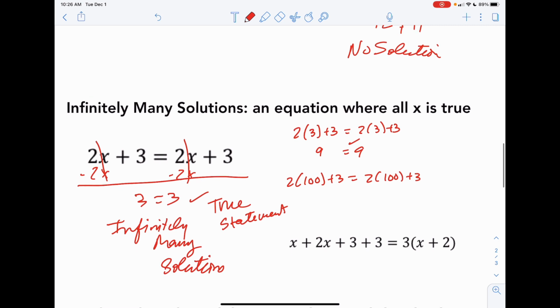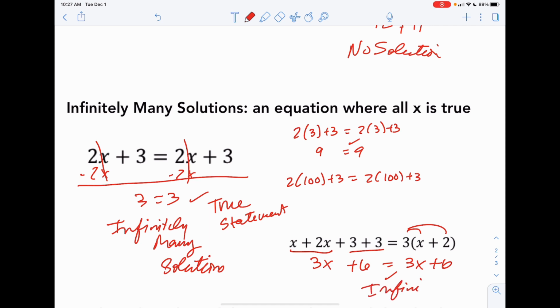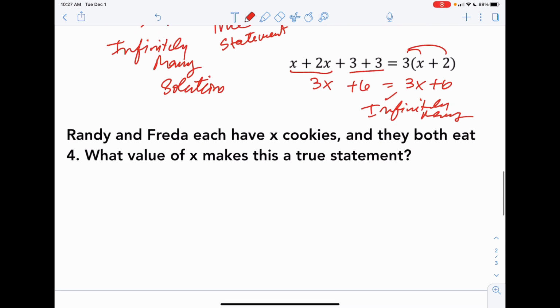Let's look at this example here. x plus 2x plus 3 plus 3. Well, let's combine. So this is 3x plus 6 is equal to 3x plus 6. Well, that's true, so I don't need to do anything else. It's infinitely many solutions. Infinitely many.